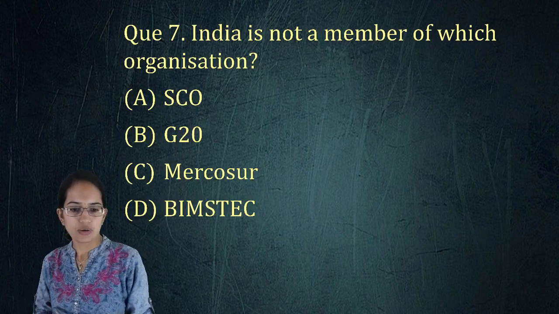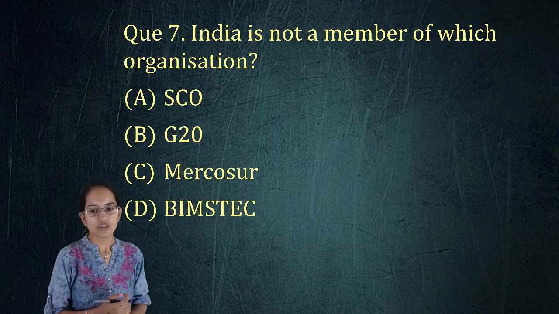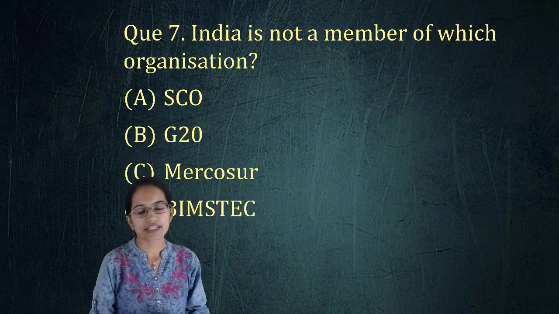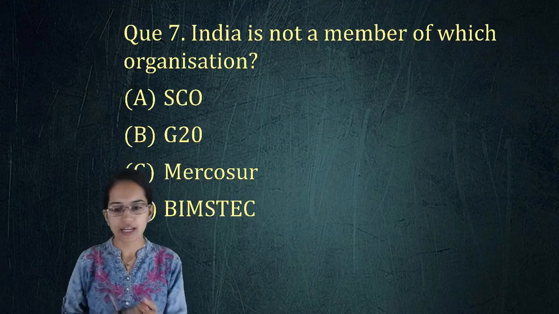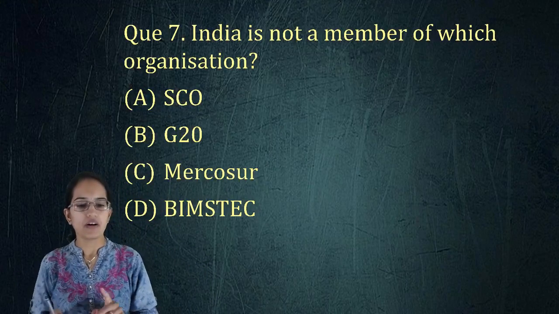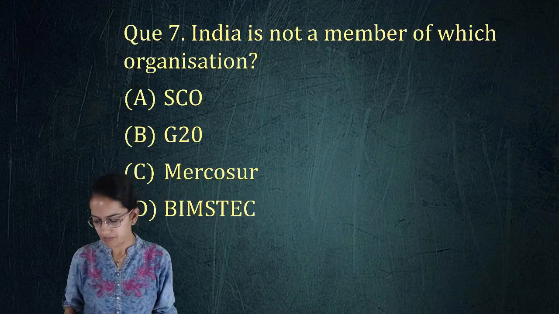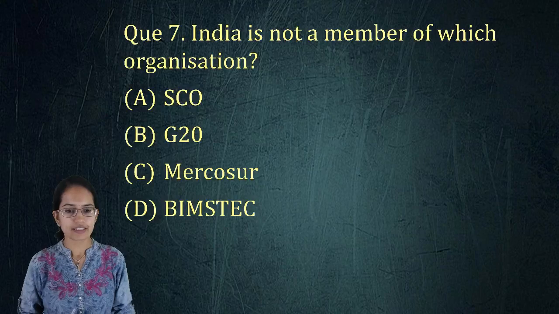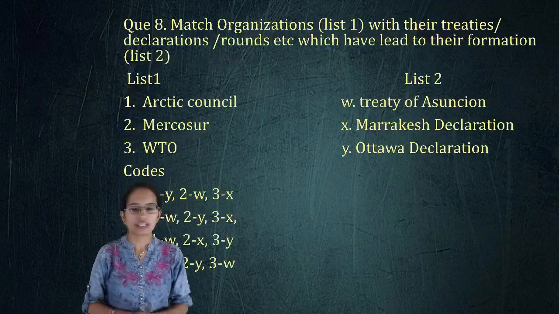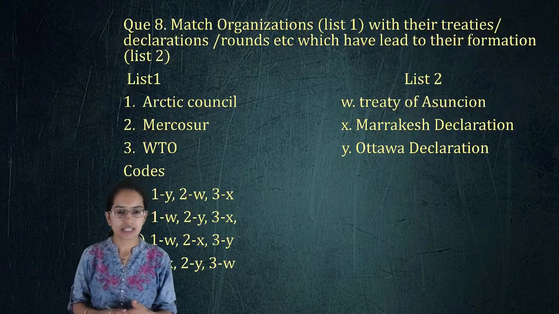Great. So Mercosur is the organization where India is not a member. So it's basically the Southern Common Market from South America. It's a South American trade bloc, does not include India. However, BIMSTEC, the Shanghai Cooperation Organization and G20, India has been a member of those. So a direct and simple question that was there. Now the next question talks about list 1, list 2. You have to match the correct options.